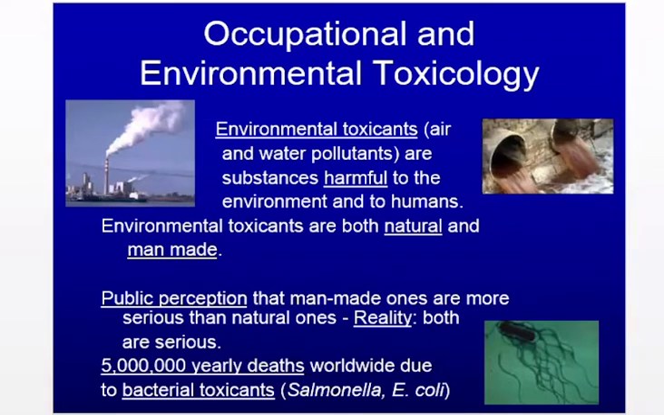So these substances can actually be very harmful to not only humans, but as well as the environment itself. So environmental toxins can exist as natural substances, or they can be man-made substances. Okay, so the public perception that man-made toxicants are more serious than natural ones, it's not true. On the ground, what has been shown according to research is that both are very, very serious. The naturally occurring toxicants in the environment as well as man-made, they are both poisonous.